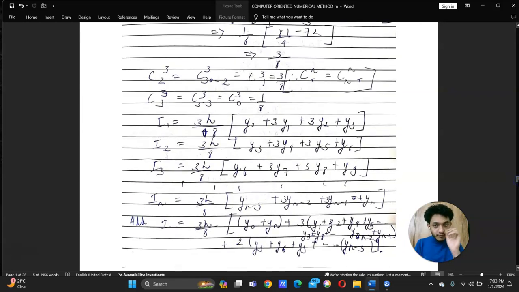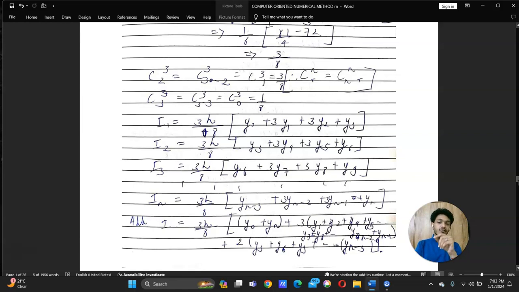So I1 for the first iteration is going to be 3h by 8 times y0 plus 3y1 plus 3y2 plus y3. For n iterations, we are just going to note it down for y1, y2, y3 till yn, and then summing it together to get the derivation.